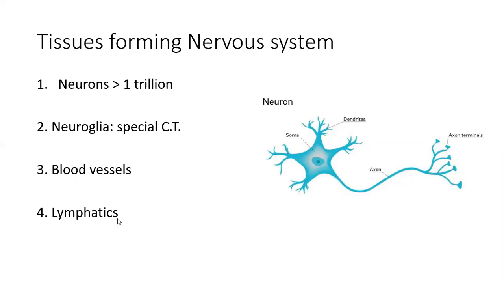Previously, it was believed that there were no lymphatics in the nervous system. But now recent studies have come to the conclusion that lymphatics are indeed present in the nervous system to drain the extracellular fluid or interstitial fluid from the nervous system. And these lymphatic vessels usually lie along the walls of the arteries and arterioles within the nervous system.